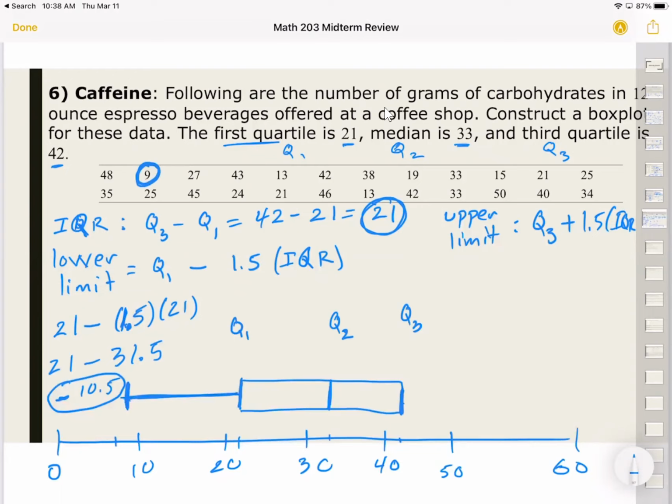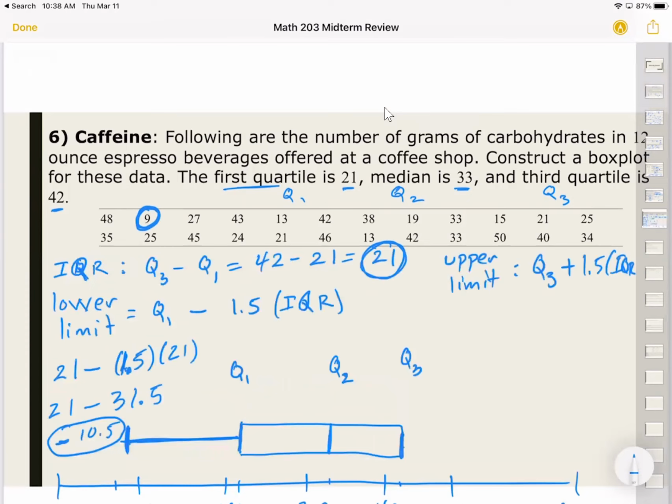And my upper limit will be 42 plus 31.5, which gives me 73.5. So if you look at your data, you can see that none of your data is bigger than 73.5, right? So we don't have any outlier. But what is the highest data that did not exceed that number? The highest data we have is 50.